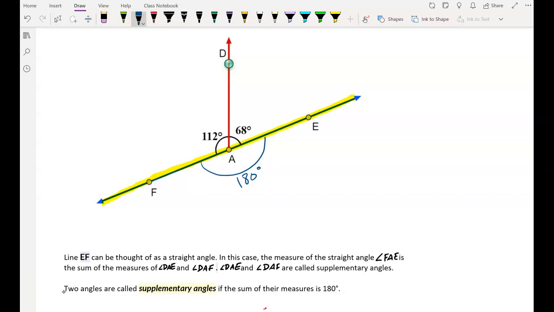is the sum of the measures of angle DAE and angle DAF. When you add those two together, they add up to 180 degrees, and they are called supplementary angles. Supplementary angles because the sum is 180 degrees. 112 plus 68 is 180. So these are called supplementary angles. Supplementary. This one and this one. Supplementary. Okay?